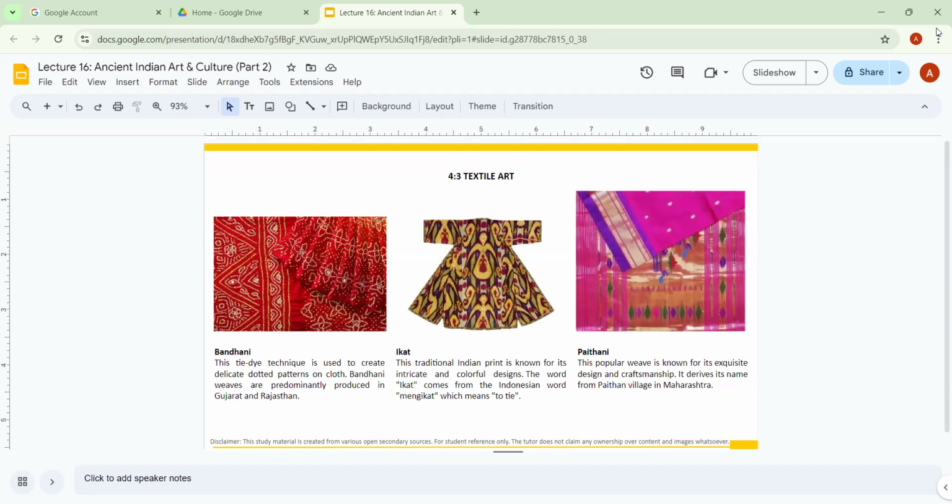Bandhani is a tie-dye technique used to create delicate dotted patterns on fabrics. Ikat is a traditional Indian weave which is known for its intricate and colorful designs. Paithani is a popular weave known for its exquisite design and craftsmanship. It derives its name from the Paithan village in Maharashtra.